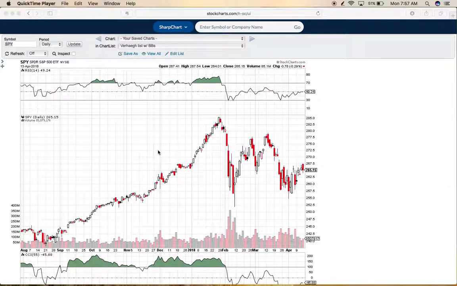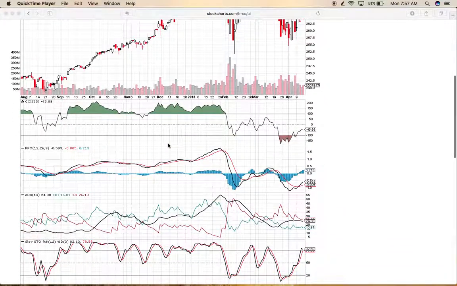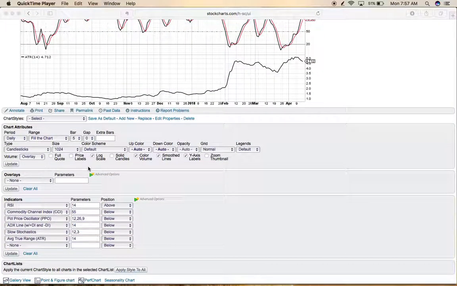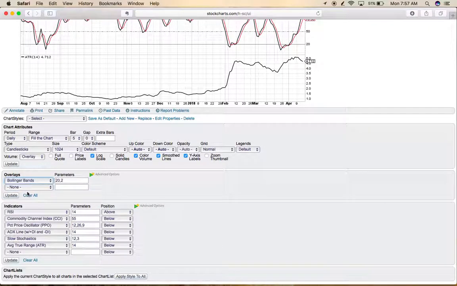You see here on the screen that I've got the simple candlestick chart for the SPY, the SPIDER, some call it, the S&P 500 ETF. This is a daily chart, and you're familiar with this by now, hopefully. And I'm going to go down here to the overlay section at stockcharts.com, and it's early in the morning. And I'm going to add the Bollinger Bands.